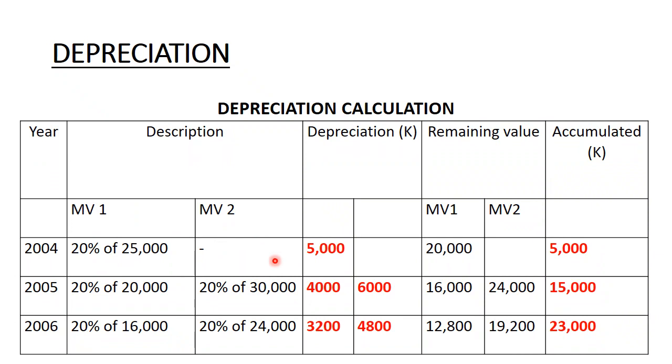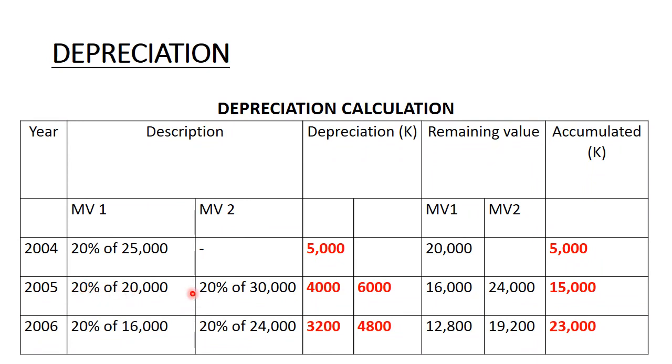Motor vehicle 2 was not bought by then, so there's nothing to record. So we know that we have lost 5,000 in the vehicle through depreciation. Then in 2005, there is also 20% of 20,000. Where is this 20,000 coming from? It is this 20,000 because in 2005, the value of our first motor vehicle is 20,000 now.